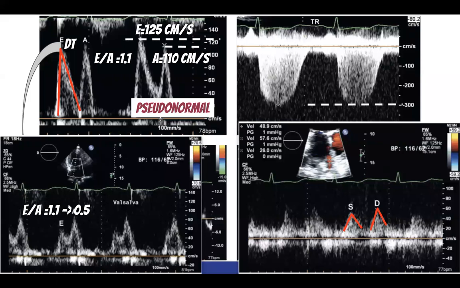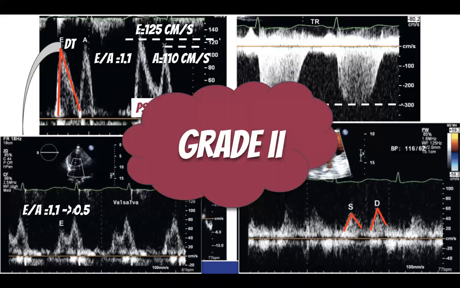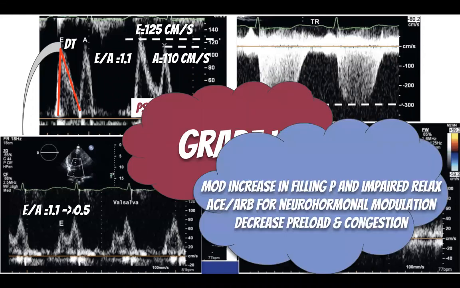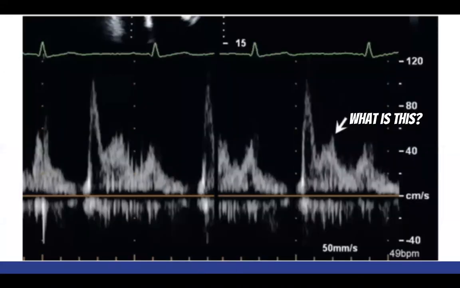In normal, you will not see this. You will see that both the E and A will decrease, and the ratio will not change dramatically. So this is grade 2. For the clinical side, these patients have a moderate increase in filling pressures and impaired relaxation. They will do better if you decrease the preload and congestion, and if you give them ACE inhibitors or ARBs for neurohormonal modulation.